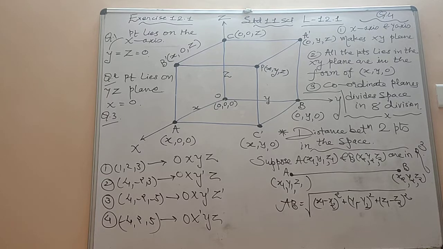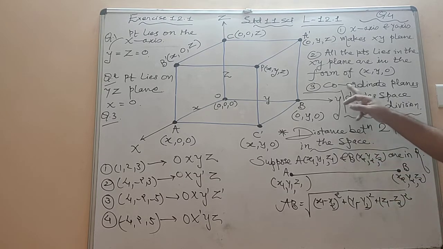Question number 3 of question 4. Coordinate plane means the xy plane, yz plane and zx plane. Divide space in how many divisions? It will divide it into 8 divisions.